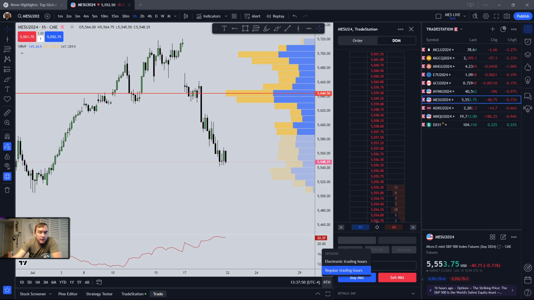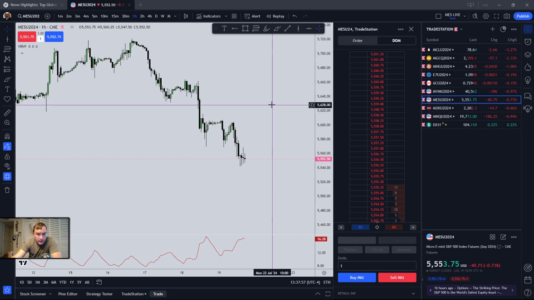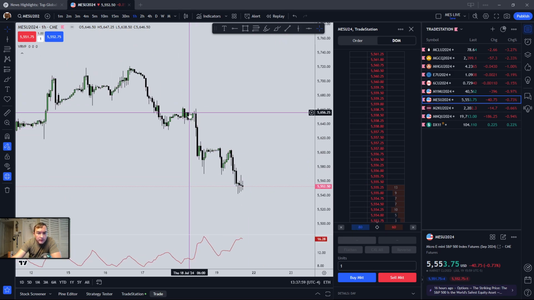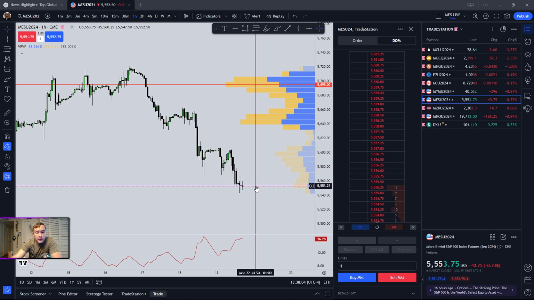What are the electronic trading hours and what are the regular trading hours? The electronic trading hours include all of the time that the market has been trading, including when the New York Stock Exchange is open, and also when the stock exchange is closed. Because remember, the futures trade 23 hours a day, 5 days a week. The New York Stock Exchange is open from 9:30 New York local time to 1600, 4 o'clock New York local time. Okay, so we switch it to the electronic trading hours.